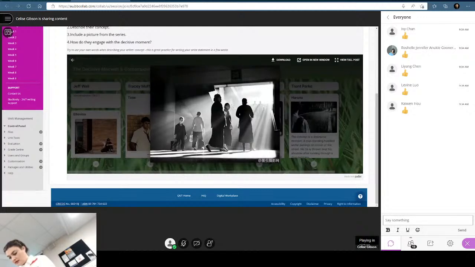Pictorialism. We heard of this? Pictorialism.